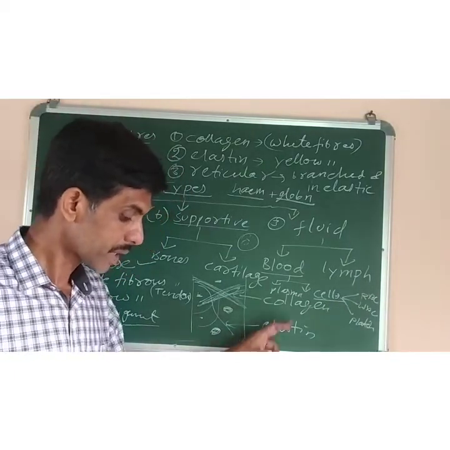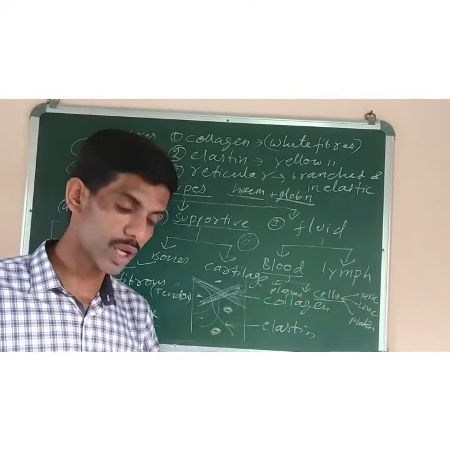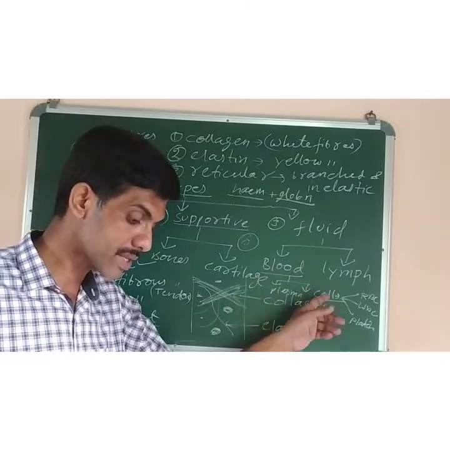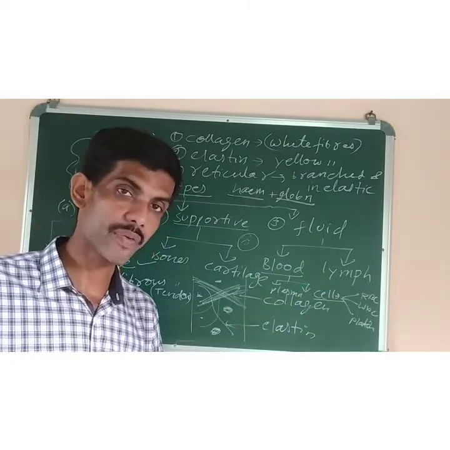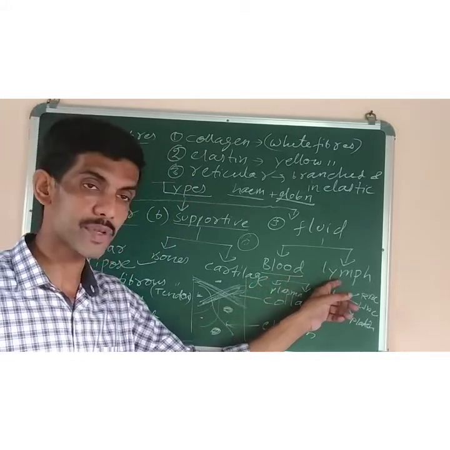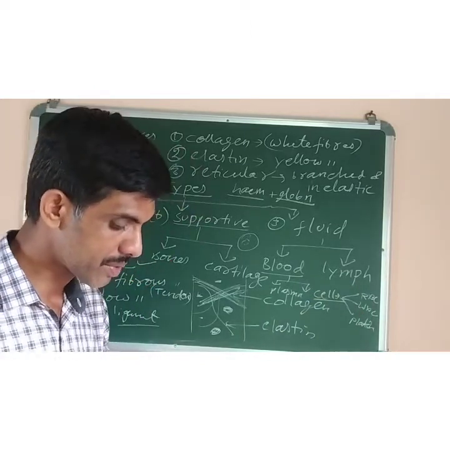Third point, it consists of less protein. This one consists of more insoluble protein. It has more oxygen, less carbon dioxide, but lymph has less oxygen and more carbon dioxide. It transports oxygen and carbon dioxide, but lymph helps to fight against disease-causing germs, and it transports materials.